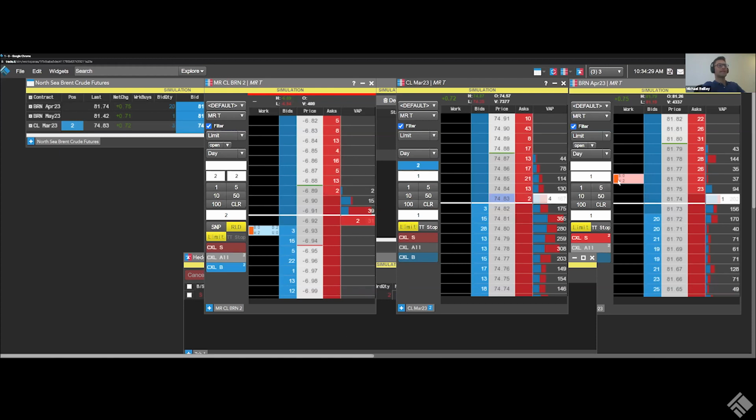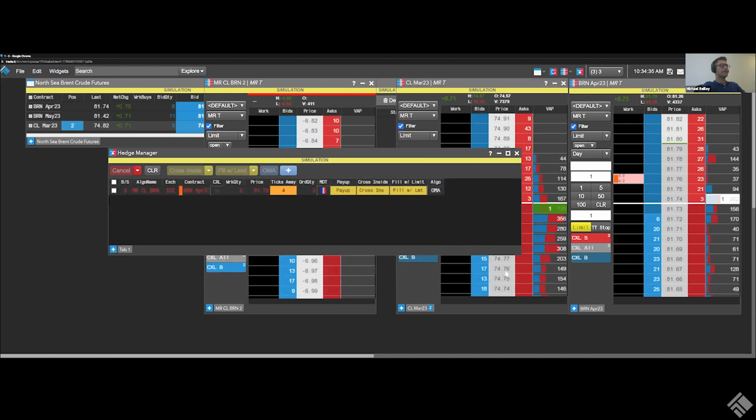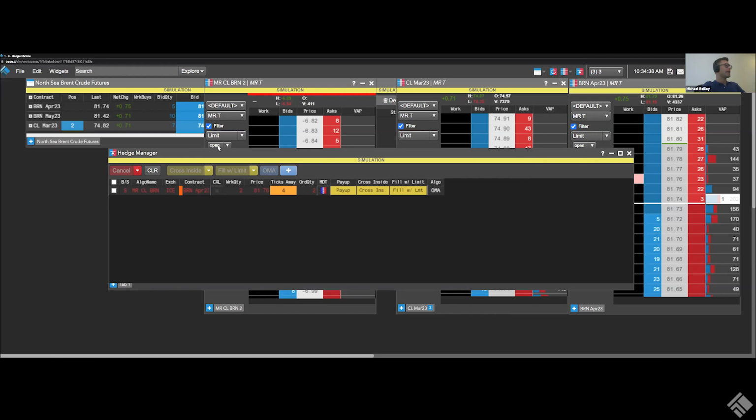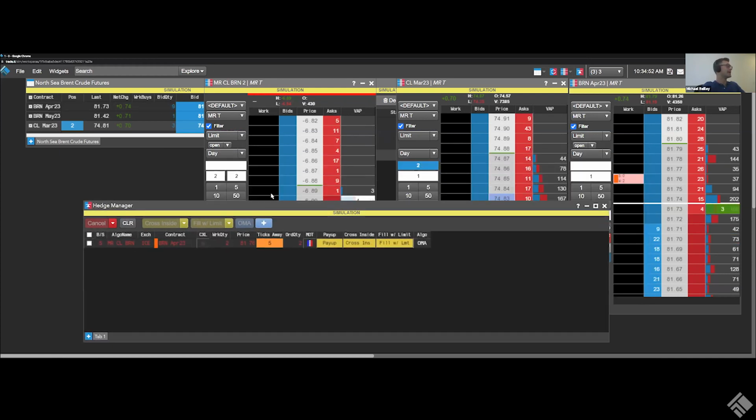So as long as that's there, notice it's denoted with this orange marker here. As long as that order is out there and unfilled, it is hung. And if we go to our hedge manager, we're going to see we have a single line here for it, with basic information: what is the algo, what is the exchange, the contract, etc. And we get a couple of options here in order to manage it. So we can cancel it, but again, that would not let us achieve our spread.